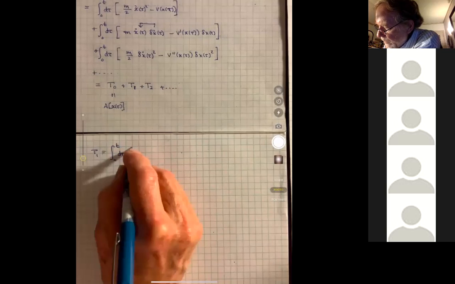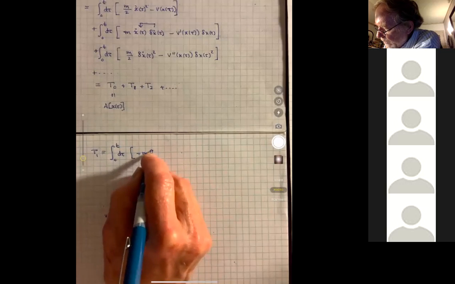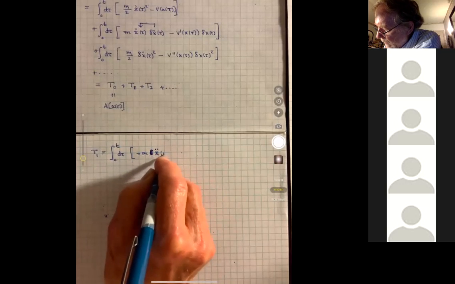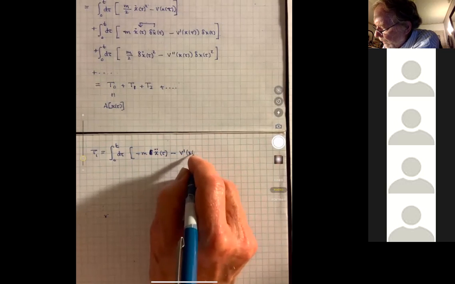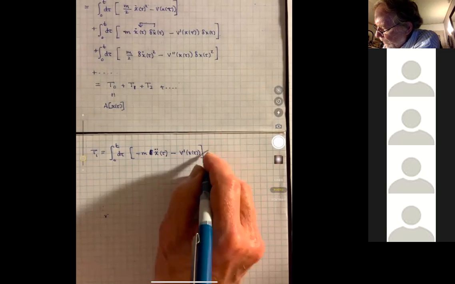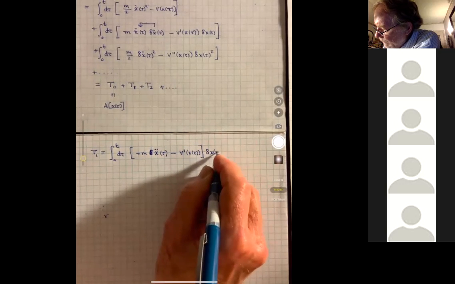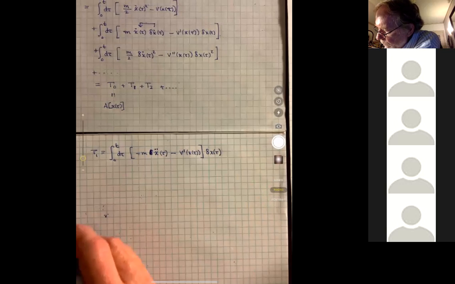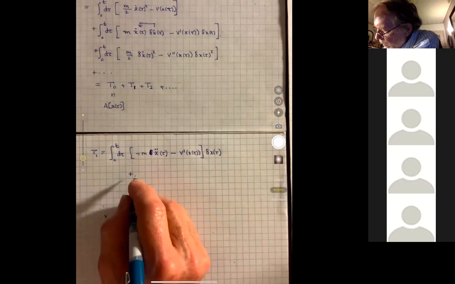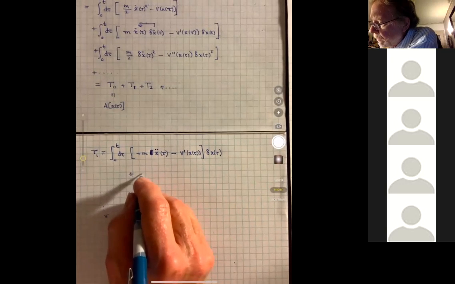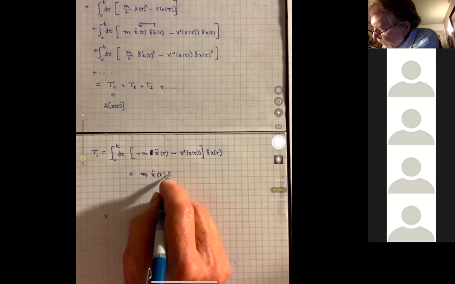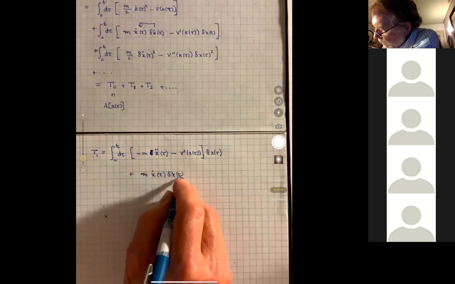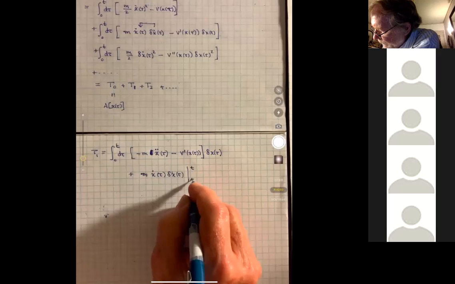And then we have minus m times x double dot of tau. And then we have minus V prime of x of tau. And then the whole thing is multiplied by delta x of tau, like so. And then there's the boundary term, which is going to be with an m, it's going to be x dot of tau, delta x of tau, evaluated between t and 0.